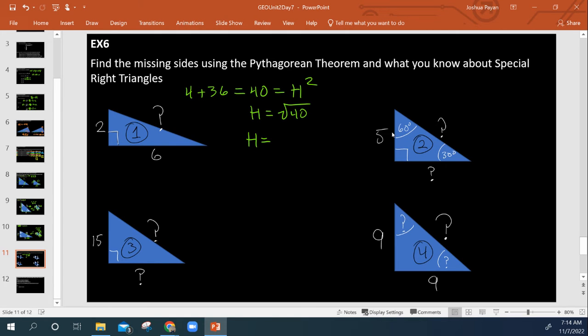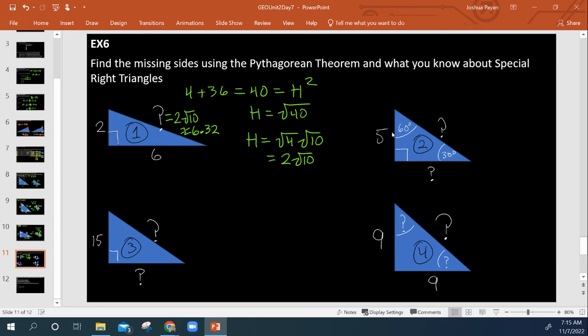So we're going to say the hypotenuse is actually equal to the square root of 4 times the square root of 10, or 2 square root of 10. Okay, so that would be our precise answer. And 2 square root of 10, of course, my handy dandy calculator, 2 square root of 10 is about 6.32. So our hypotenuse is about 6.32 in length.